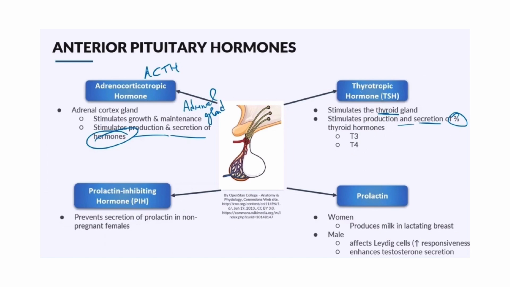Now, for both the thyroid hormone and the adrenal gland hormone, there are lessons on those, so I encourage you to check those out. Now, the other 2, prolactin inhibiting hormone and prolactin, are responsible for lactation. In women, prolactin is going to produce milk in the lactating breast. In men, it actually affects the Leydig cells and increases the responsiveness of testosterone secretion. The prolactin inhibiting hormone is going to prevent the secretion of prolactin in non-pregnant females. So that will keep lactation from occurring in non-pregnant females.